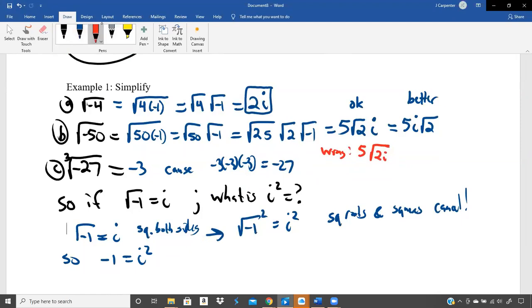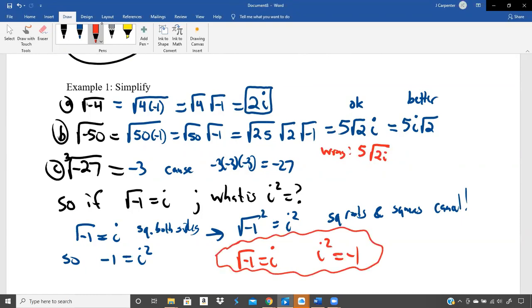This red right here is for emphasis. Whenever you see a square root of -1, you turn that into an i. Whenever you see an i squared, you turn that into a -1. Those are the only 2 powers of i you need to know. I will verbally say, though it's a redundant statement, that i cubed is negative i, and i to the fourth is positive 1.